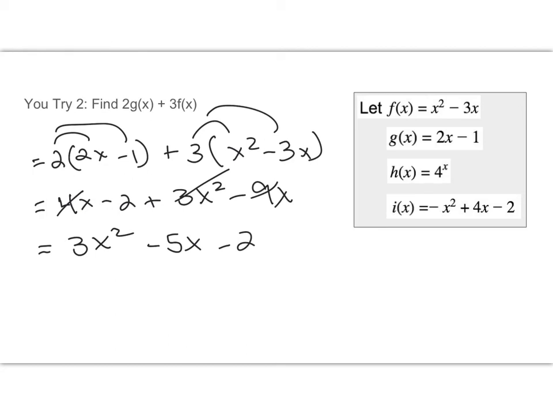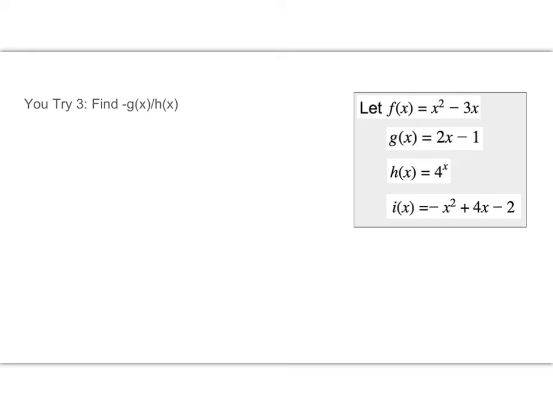I think I have one more for you to try. Yes, one more. This is negative g of x divided by h of x. It's a little evil, but pause this and restart when you're ready to check your answer.